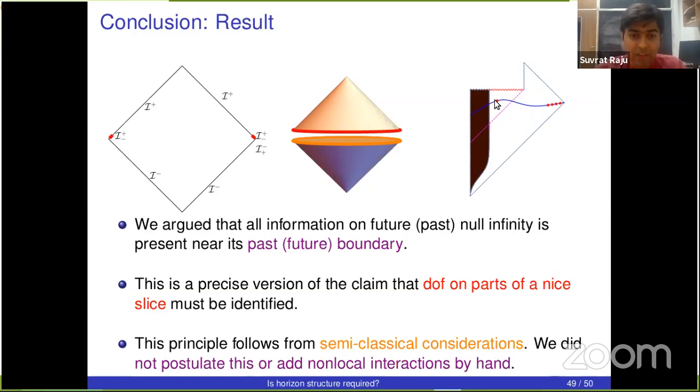And I tried to emphasize that this picture follows from semi-classical considerations. I want to emphasize, I did not just postulate this picture or come up with it, and I certainly did not add some non-local interactions by hand that connected the interior and the exterior. This is something that just came naturally out of an analysis.